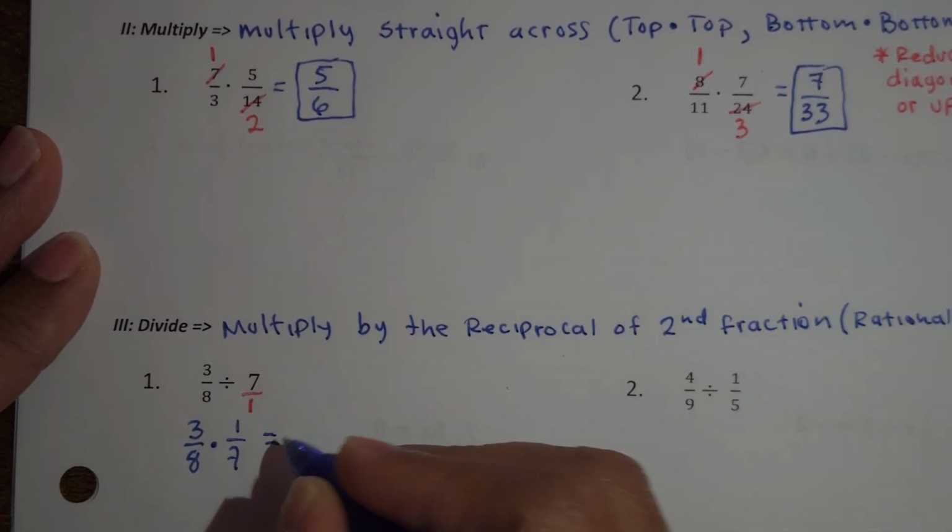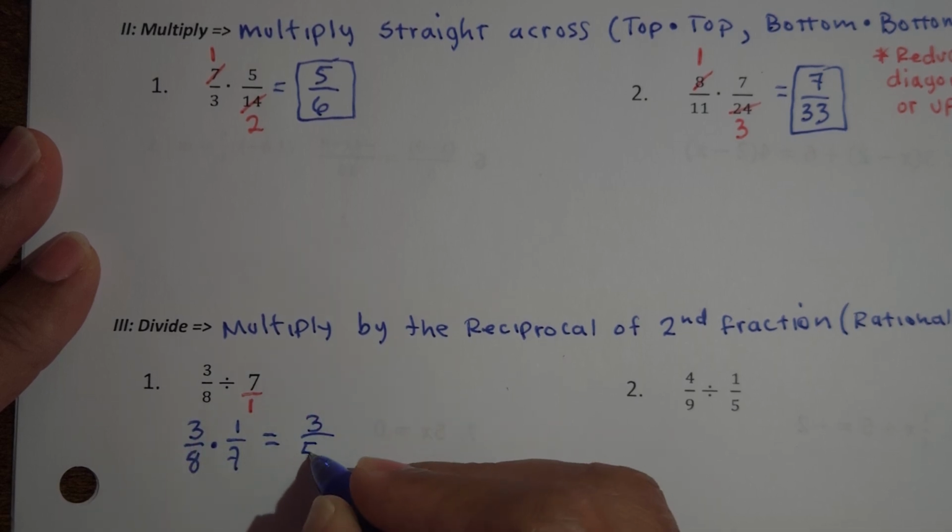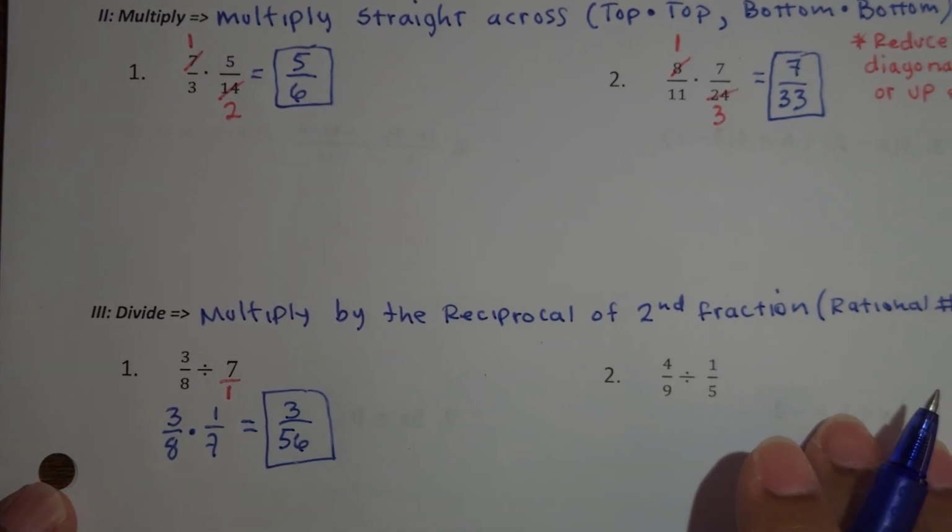So just multiply across top. So 3 times 1 is 3. 8 times 7, that's 56. And this cannot be reduced. So this will be our final answer.